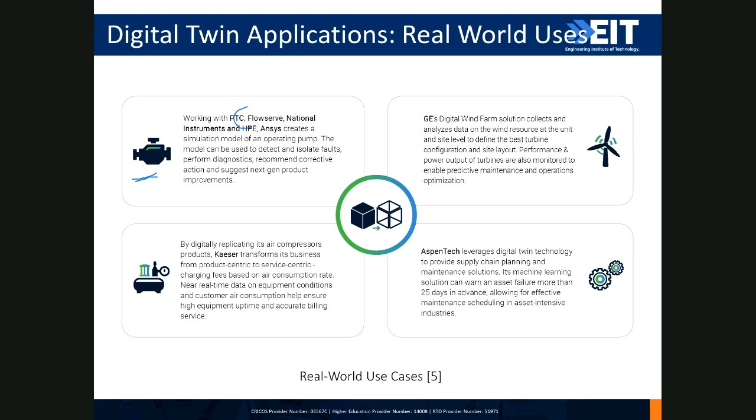Then another one is this Caser. They are transforming their business from product centering to service centering using digital twins to figure out the air consumption rate. GE, we briefly mentioned this. So digital wind farm solution, it collects and analyzes the data from all the wind resources, and that is one of the biggest names at the moment when it comes to the applications of digital twins.